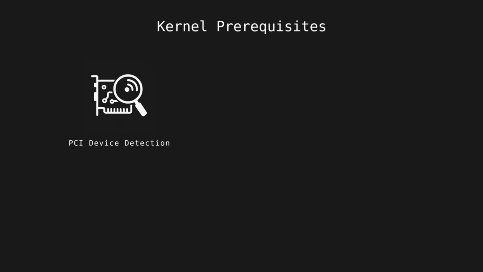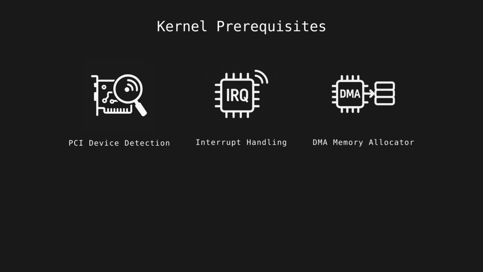If you're already using your own existing kernel as a basis, make sure it has the following features implemented. You should be able to enumerate and detect PCI devices and access their BARs, or base address registers. Your kernel should have the ability to handle interrupts and install custom IRQ handlers. A very important feature your kernel should also have is a direct memory access, or DMA, memory allocator, meaning that you should be able to allocate uncacheable memory that can fit various alignment and page boundary requirements.